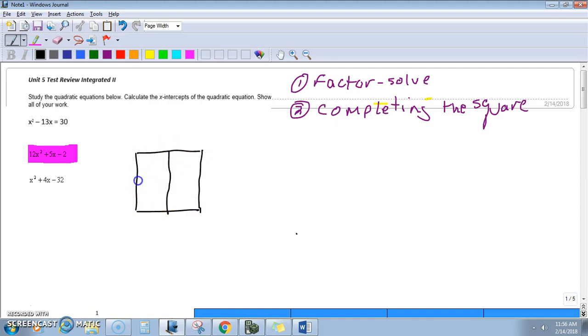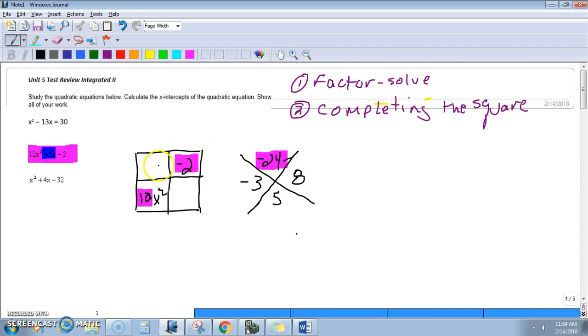And I'm going to put 12x squared here, -2 here, and then my x, 12 times -2, so 12 times -2. I'm going to put that answer here, which is -24. And then I'm going to grab the 5 from the middle, and I'm going to put that here. So two numbers that multiply to be -24 and add up to be +5, I think is -3 and +8.